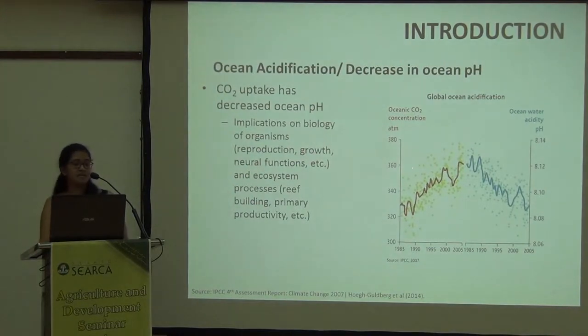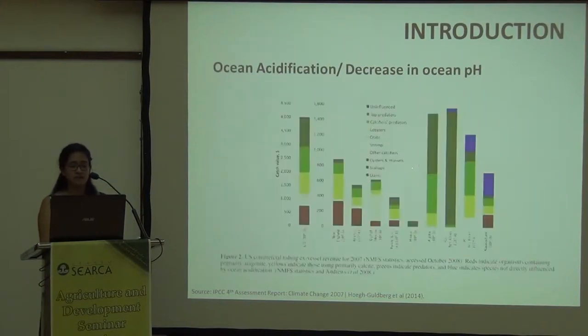Another evidence is the decrease in ocean pH. So we can see here that from 1985 to 2005, we monitored the oceanic carbon dioxide concentrations, and with the corresponding increase in carbon dioxide concentrations, there's also a corresponding decrease in ocean pH. So this turns the ocean acidic, hence the term ocean acidification. So it has implications on the biology of organisms and the ecosystem processes.